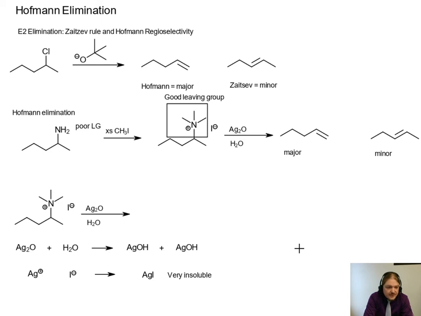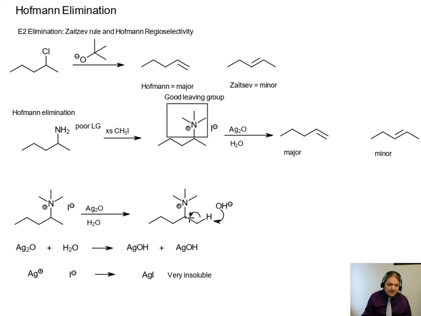So we're stripping the halide out of this system so that it converts the ionic compound initially from the quaternary ammonium iodide to the quaternary ammonium hydroxide. And then it's that hydroxide anion that does the E2 elimination.